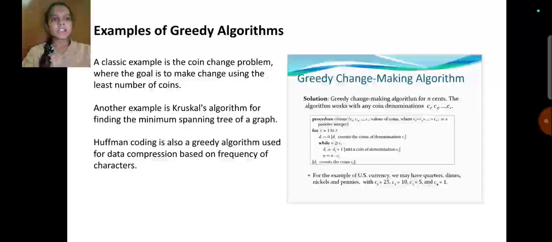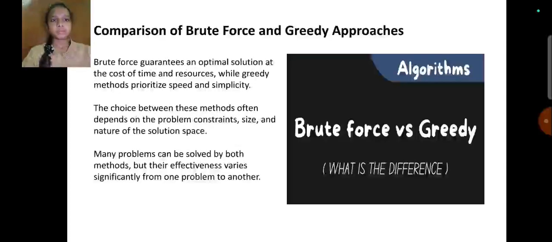And next, for the example of US currency, we may have quarters, dimes, nickels and pennies with C1 equals 25, C2 equals 10, C3 equals 5 and C4 equals 1. And this is about the greedy change making algorithm, the solution with example. This is about the examples of greedy algorithm.